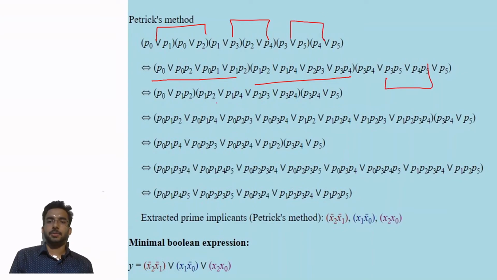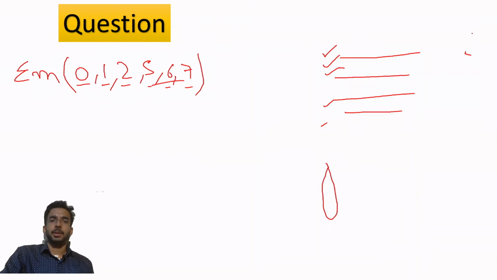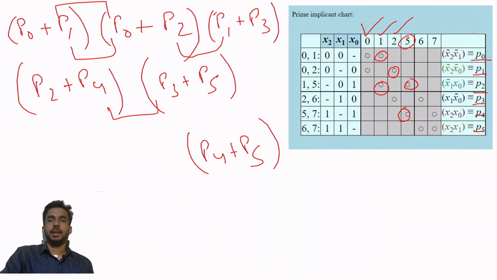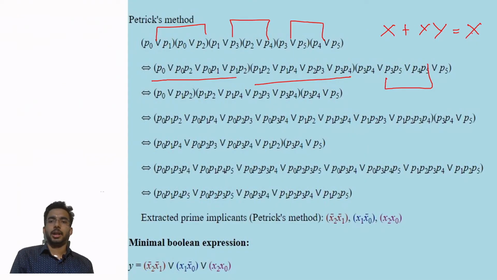So by applying this formula, X plus XY is equal to X, which we learned in the previous algorithm, this is the absorption law. We have to apply the absorption law here and simplify them. After simplifying we get these four terms. So the extracted prime implicants are x2 bar x1 bar, x1 x0 bar, and x2 x0.